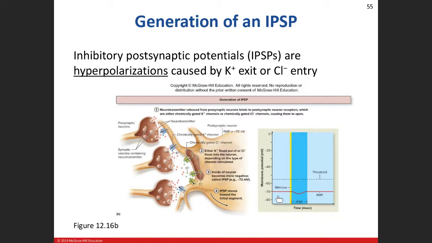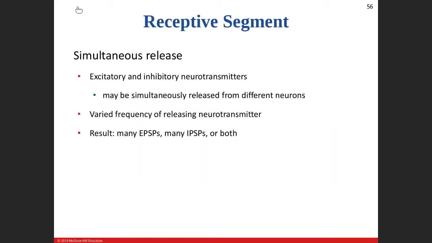So we can see here in our graph, everything's good. We get our stimulus. The gates open up. Potassium leaves or chloride enters in. And now the inside of the cell becomes a little bit more negative, taking us further away from that threshold value. So the likelihood of generating an action potential becomes even harder, because we're moving away from negative 55. That's not good. Well, it depends on what we're talking about here.